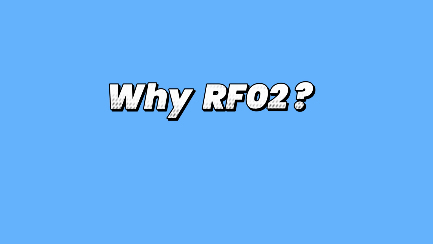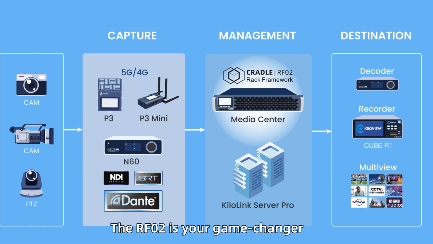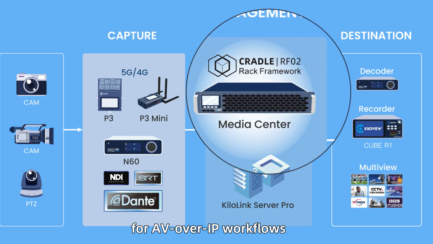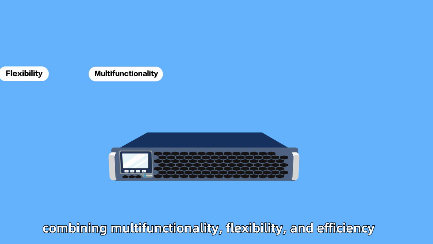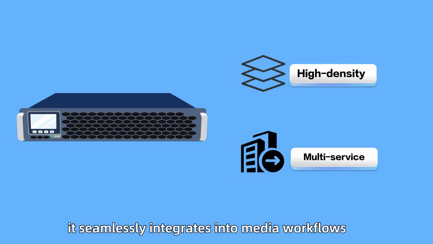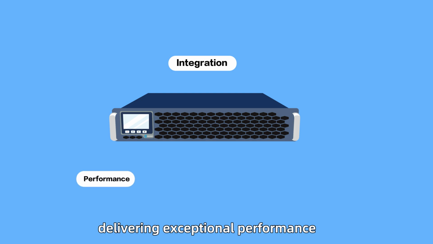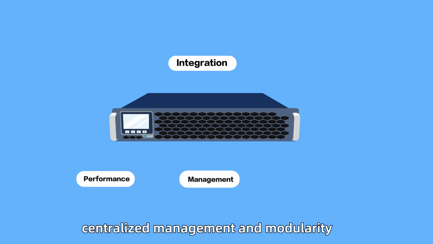Why RF02? The most integrated IP solution. The RF02 is your game changer for AV over IP workflows, combining multifunctionality, flexibility, and efficiency. Designed for high-density, multi-service environments, it seamlessly integrates into media workflows, delivering exceptional performance, centralized management, and modularity.